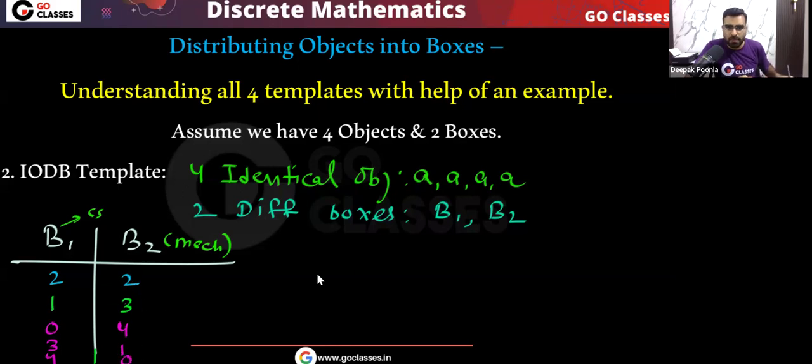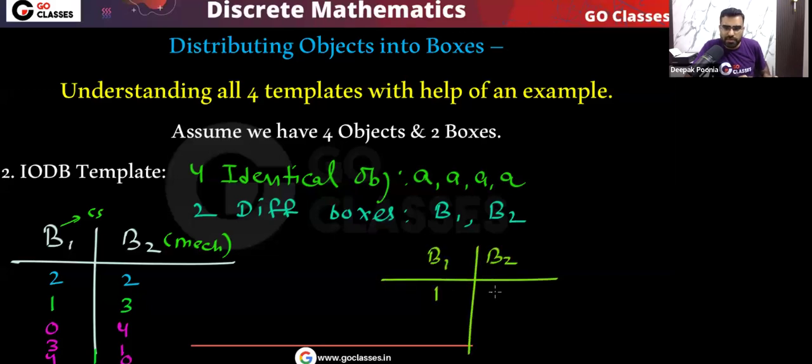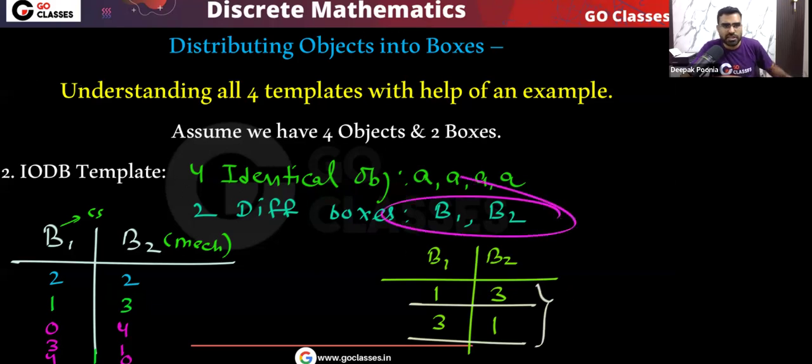Now, tell me one thing. Just a simple point I'm asking. These two distributions, look at them. If I put one element in B1 and three elements in B2, or if I put three elements in B1 and one element in B2, let me know, are these two distributions different or the same? Yes, they are different, because the boxes are different.